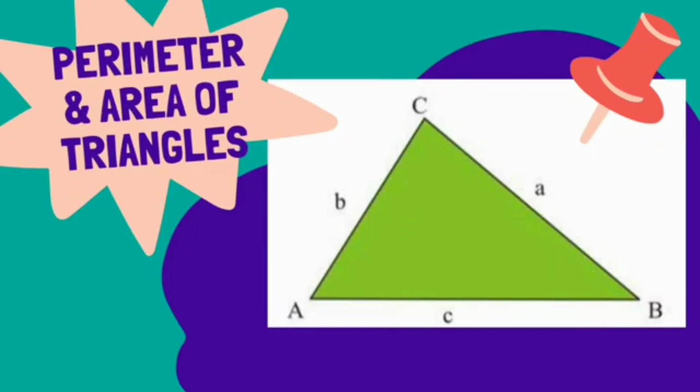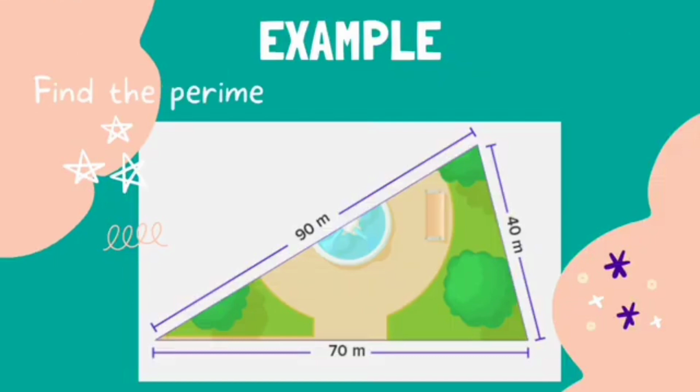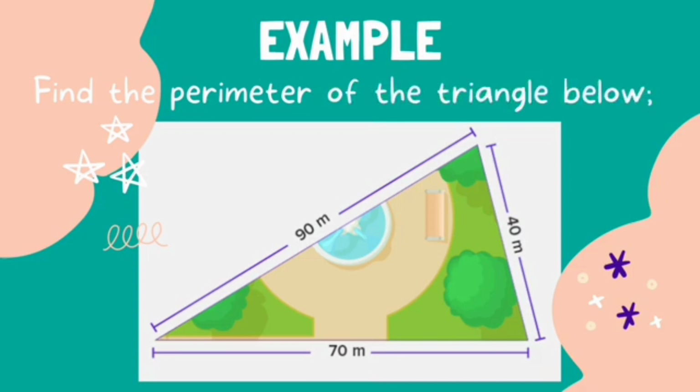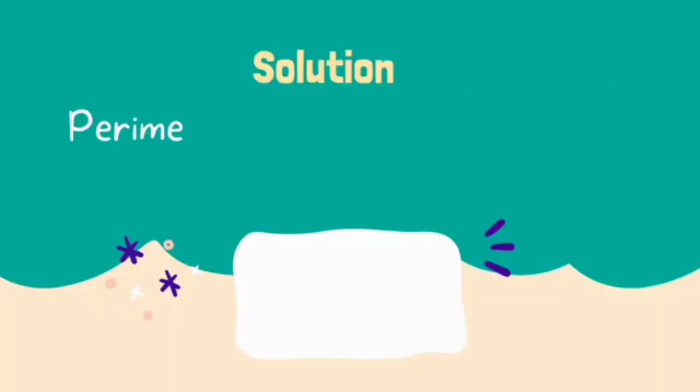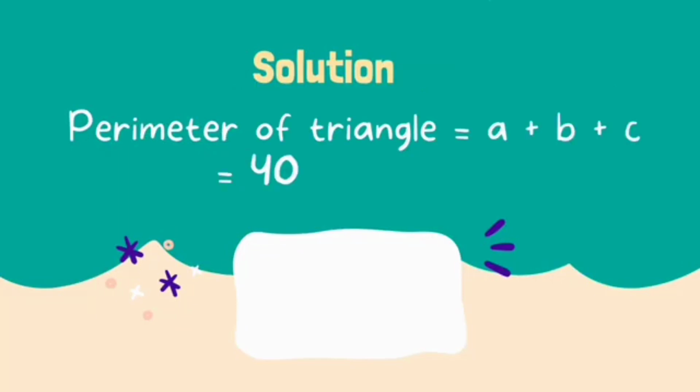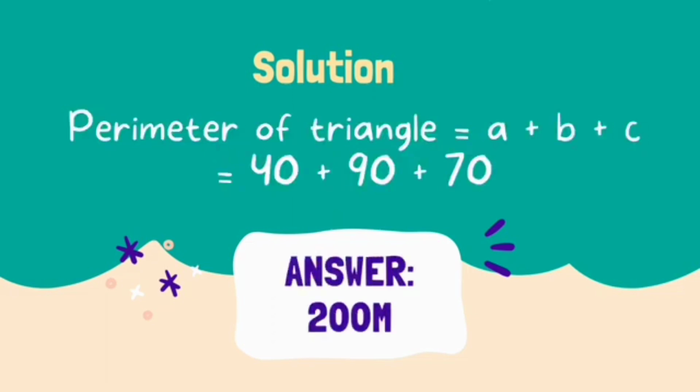Next, let's learn about the perimeter and area of triangles. Let's find the perimeter of a triangle with sides 40 meters, 90 meters, and 70 meters. The perimeter of a triangle is the addition of the three sides of the triangle, which is 40 meters plus 90 meters plus 70 meters. The perimeter of the triangle is 200 meters.